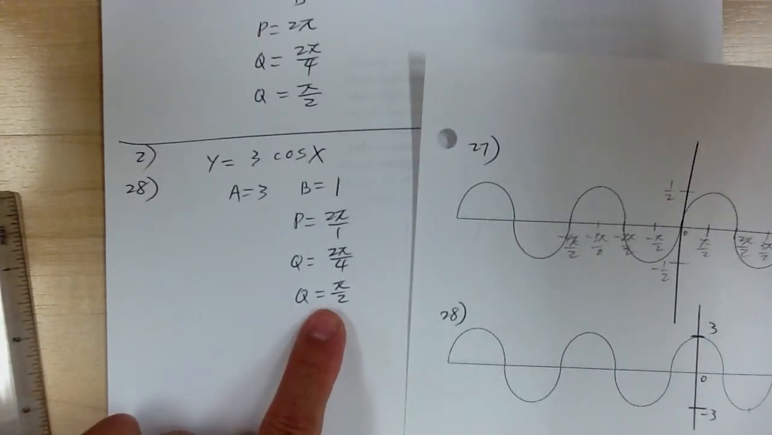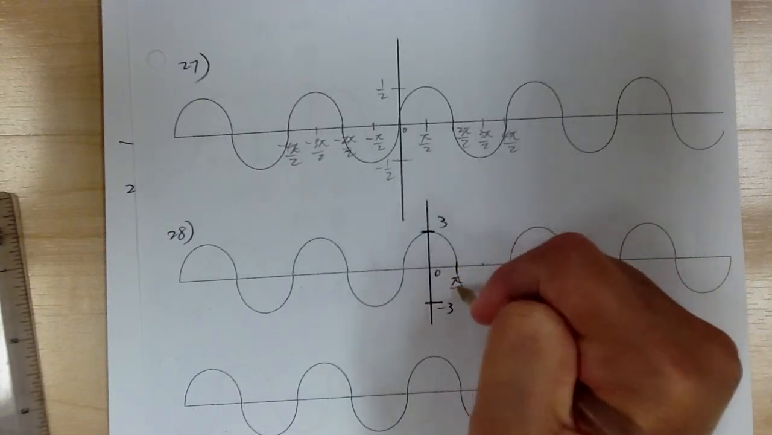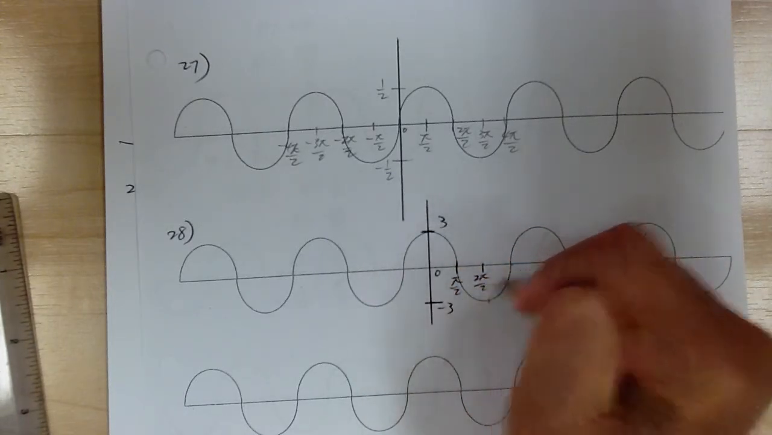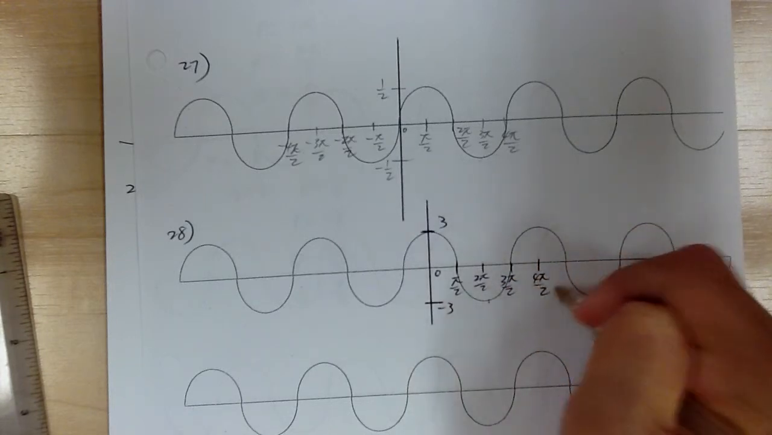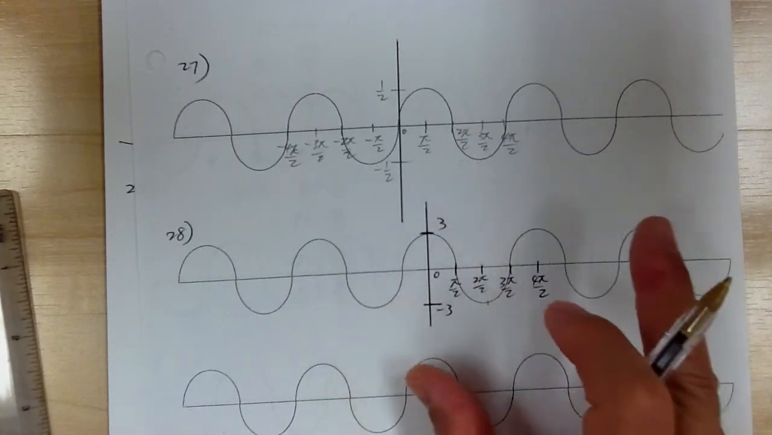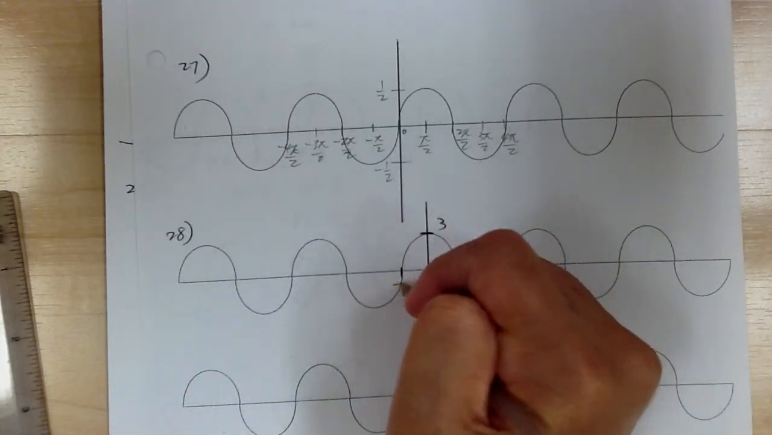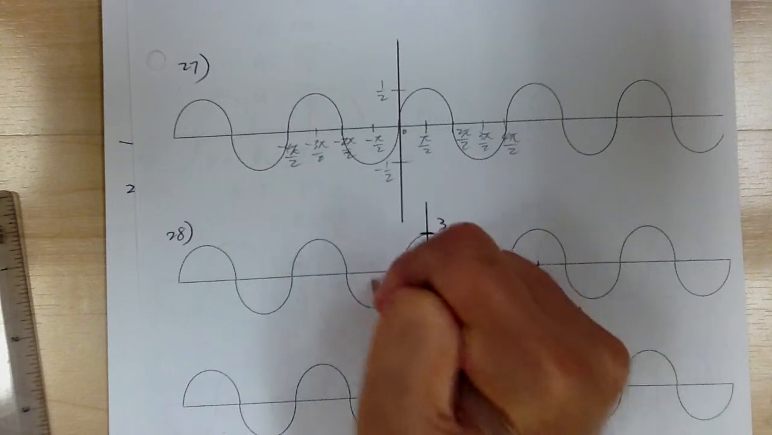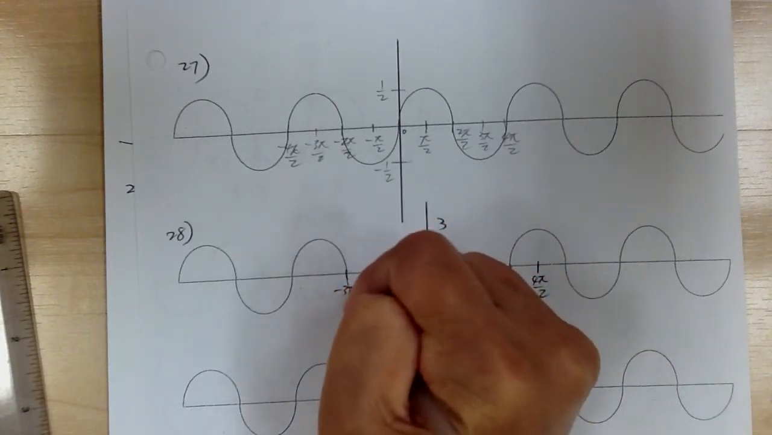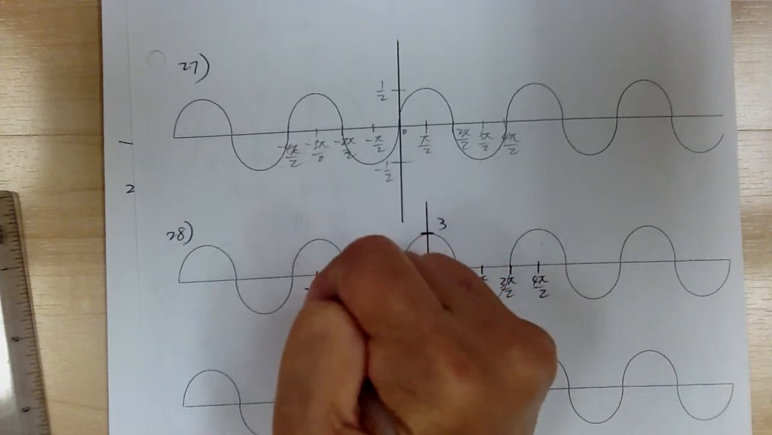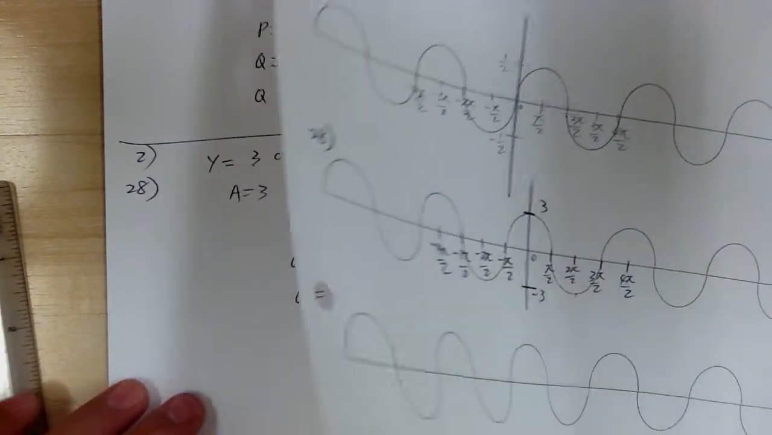Okay, the quarter wave is pi over 2. That means every division is pi over 2. So this would be pi over 2, 2 pi over 2, 3 pi over 2, 4 pi over 2. And you want to do at least 2 periods. So this is one period. I'm going to do the negative period also. So negative pi over 2, negative 2 pi over 2, negative 3 pi over 2, negative 4 pi over 2. Okay, and so that's number 28.